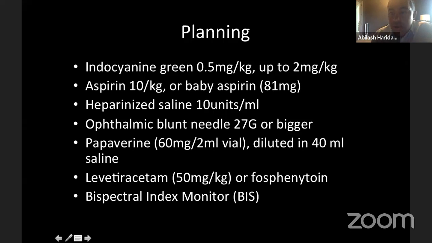Heparinized saline, you can have your pharmacist make this the day prior or the morning of, and make sure it's 10 units per ml, have a half liter bag hanging somewhere so you have free access to it during the entire case. Papaverine, at least in the USA, comes in 60 milligram in a 2 ml vial. And you want that diluted in about 40 cc's of saline. And bolus the patient with Keppra or fosphenytoin to make sure they don't have seizures post-op.